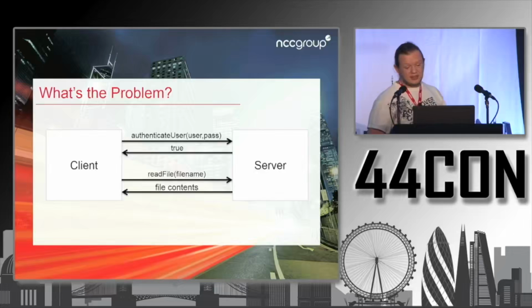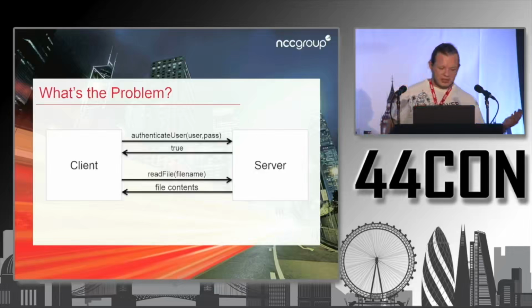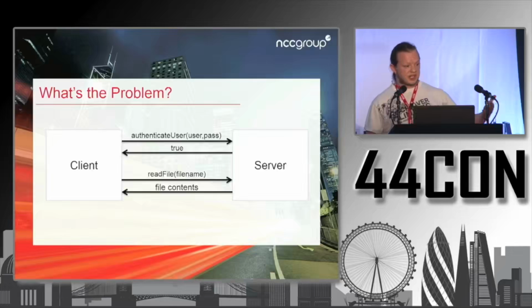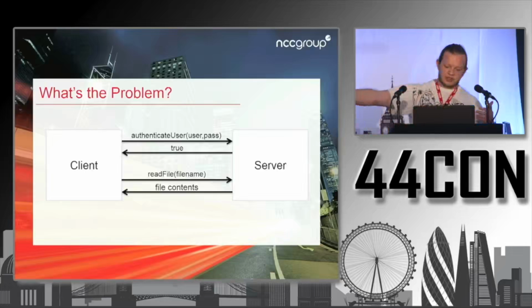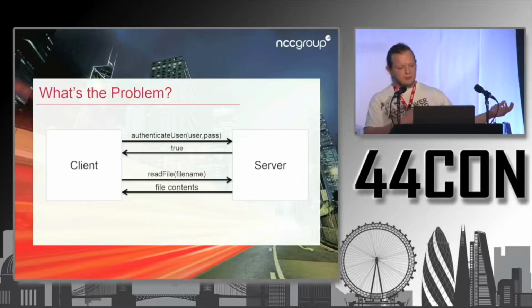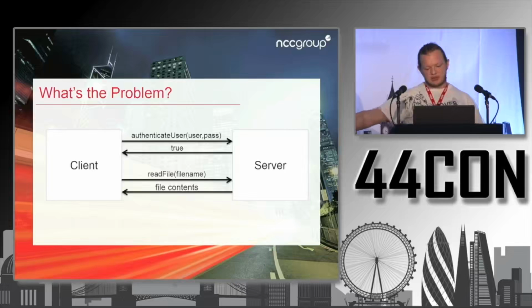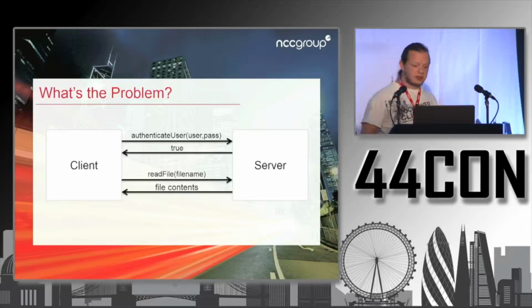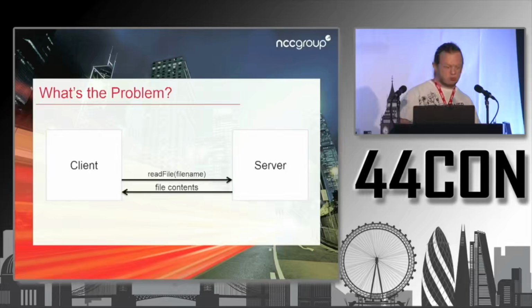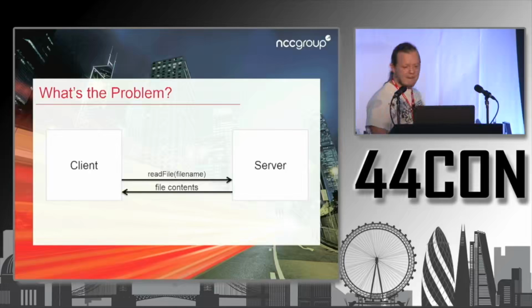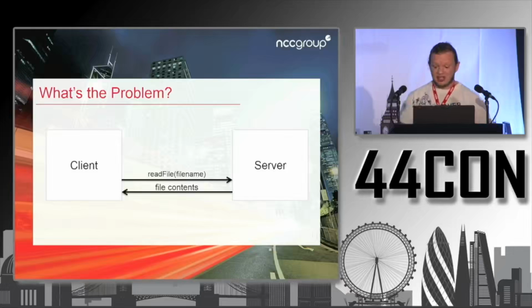If this application object factory actually returns a remote object, then the security of that code changes quite significantly. So it looks like this in a successful case. The client will call authenticate user, sending the username and password to the server. That returns true. The client then calls read file with the file name, sends that to the server, and it returns the file contents. So why don't we just do this? And that's essentially what I did the first time that I came across RMI.